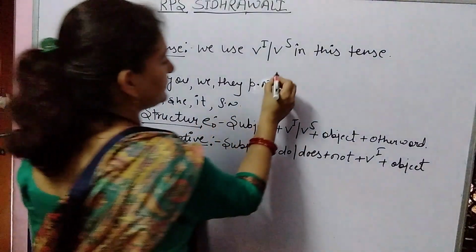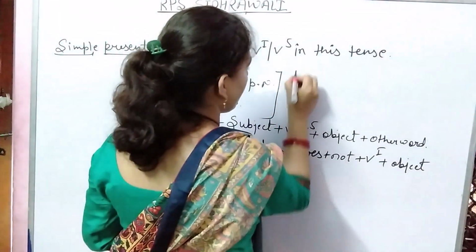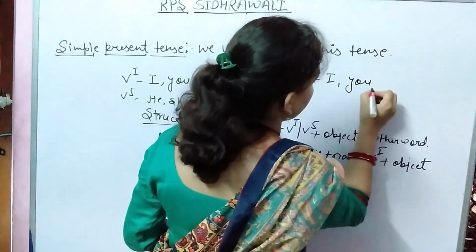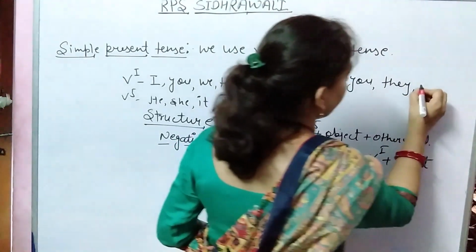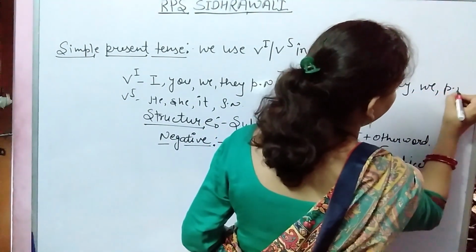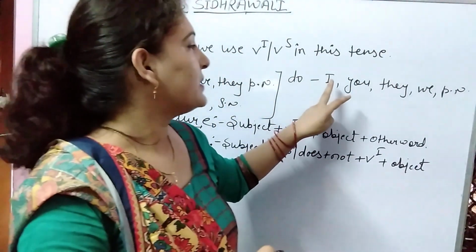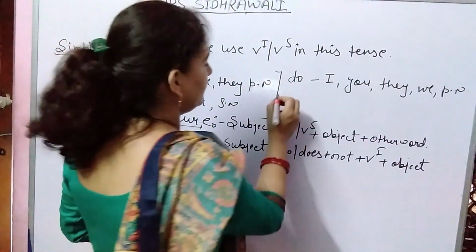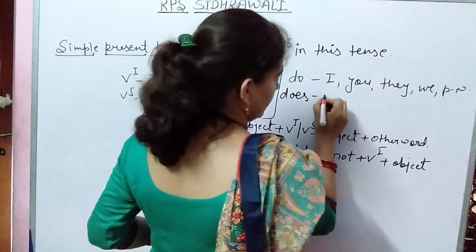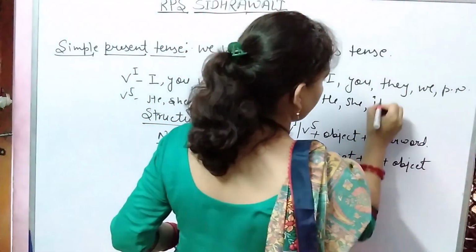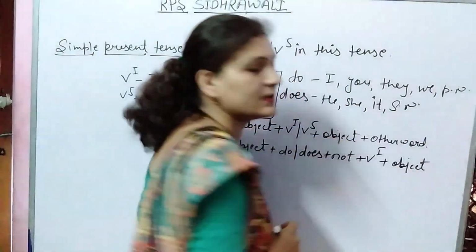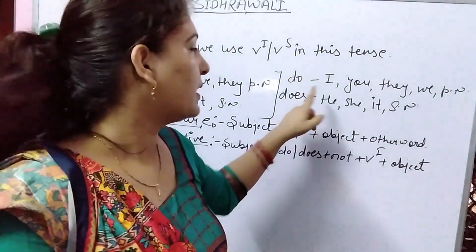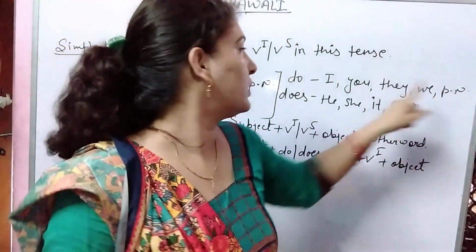Do or does. With I, you, they, we and plural noun we use do, and with he, she, it and singular noun we use does. He, she, it and singular noun we use does, and I, you, they, we and plural noun we use do.